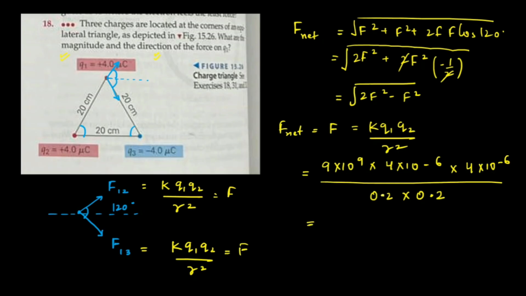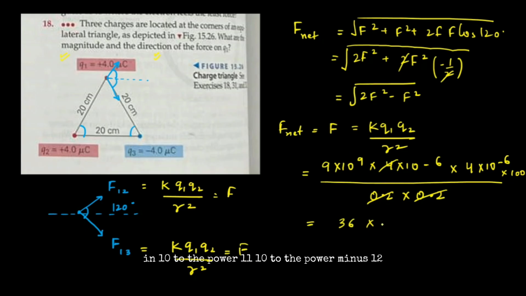So it is going to be, let's solve this. So this will cancel out. So 9 into 4 is 36. 10 to the power 11, 10 to the power minus 12. That is going to be 3.6 newtons. That's it.